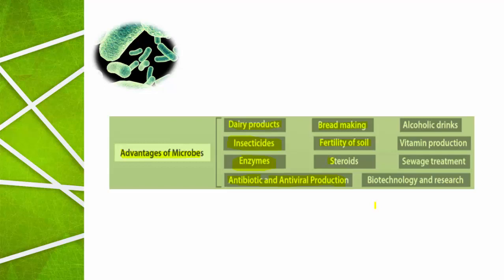Even microbes are used in the production of steroids. These are complex lipids. They are also produced with the help of microorganisms. They are used in the production of alcoholic drinks. All the beverages like wine and beer are produced by microbes. They are used in the production of vitamins. They are used in the treatment of sewage.